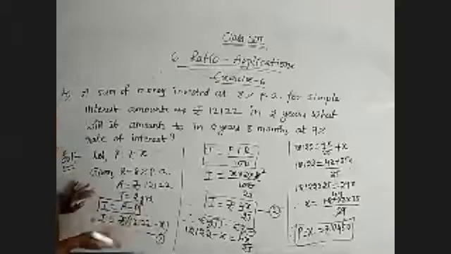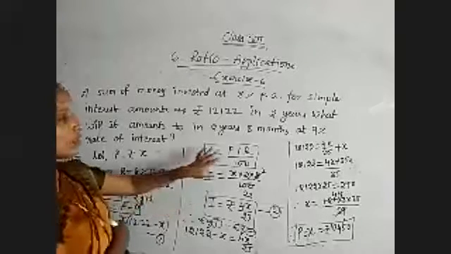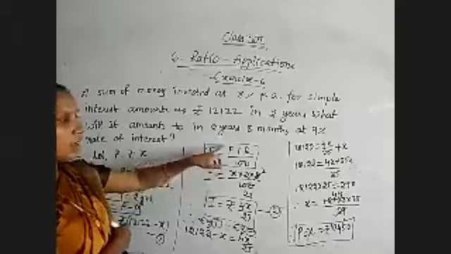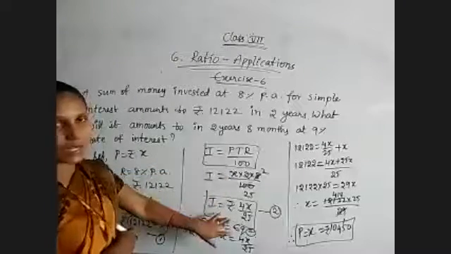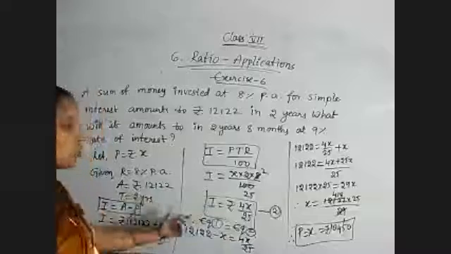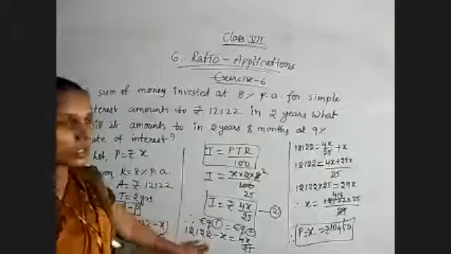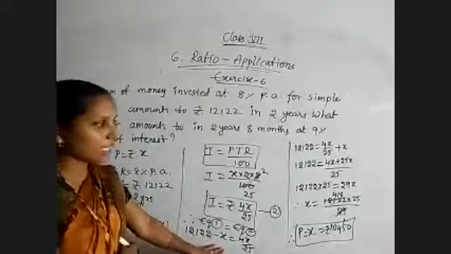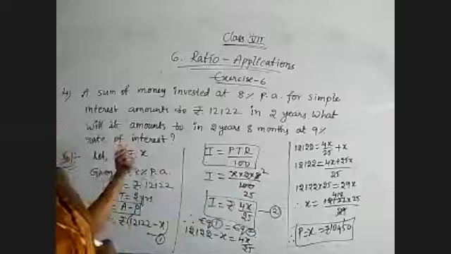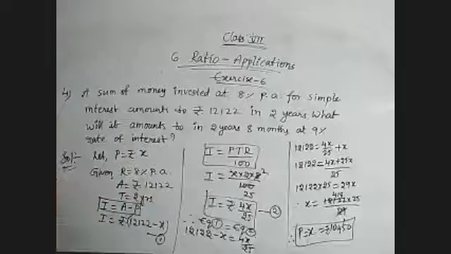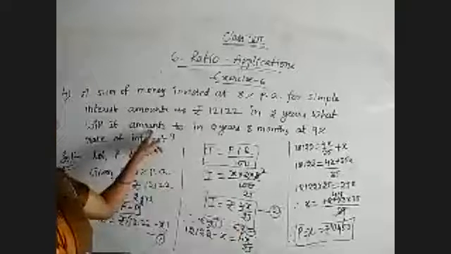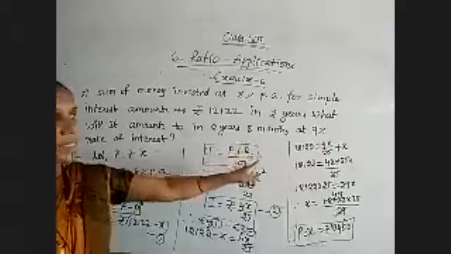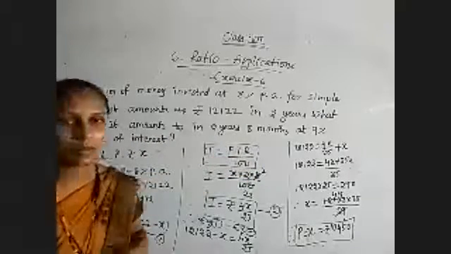And I value in terms of another formula, PTR by 100, by simplification we got this one. Both are interest only. So equate both the equations, then we will get the X value. X is nothing but the principal. And for this principal, we need to find out the amount after 2 years, 8 months at 9% per annum.